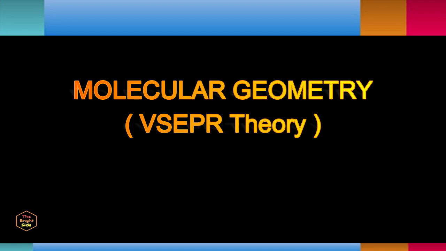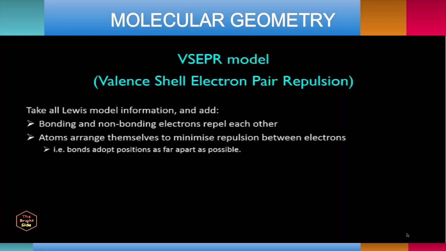In this video, we're going to learn to use VSEPR theory to predict the shapes of some molecules. Remember that the key feature of VSEPR is that it says that bonding electron pairs and lone pairs repel, so the molecule will try to arrange itself so that the electrons are as far apart as possible.